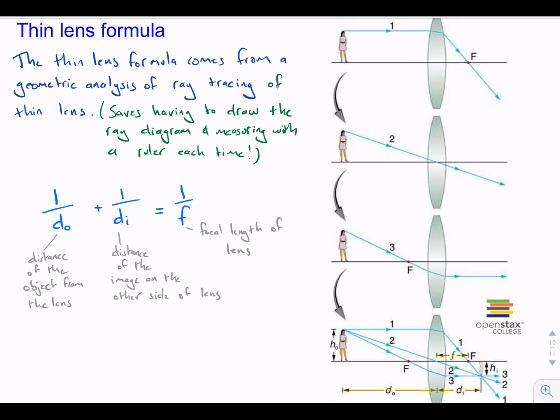It's also useful to define the magnification m. M, as we've mentioned before, is the ratio of the image height compared to the height of the object, which equals -d_i over d_o. Note this can be negative.